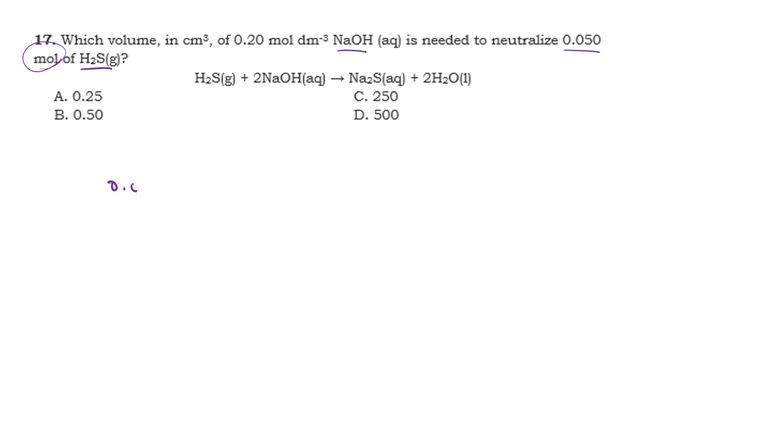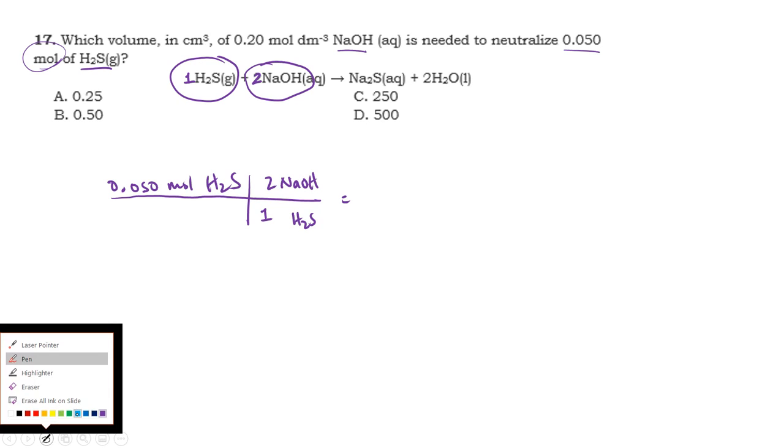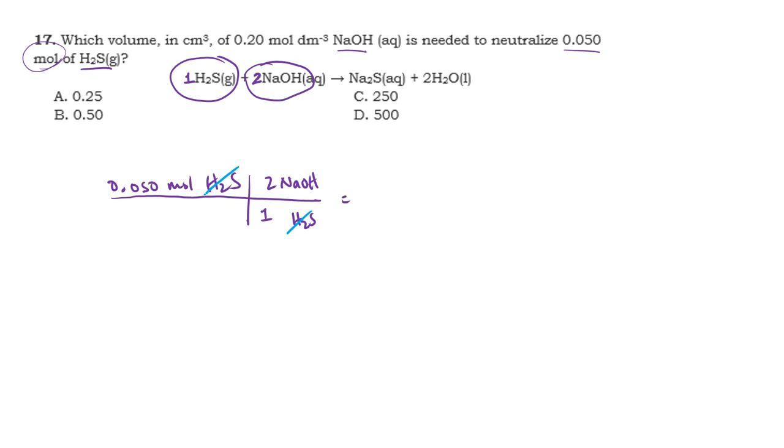So I'm going to go ahead and start my railroad tracks. I have 0.050 moles of H2S. I am going to use my mole ratios from the balanced equation to figure out how many moles of sodium hydroxide I need to neutralize my hydrosulfuric acid. So I have a 1 to 2 ratio right now. So my H2S cancels out. I now have moles of sodium hydroxide.